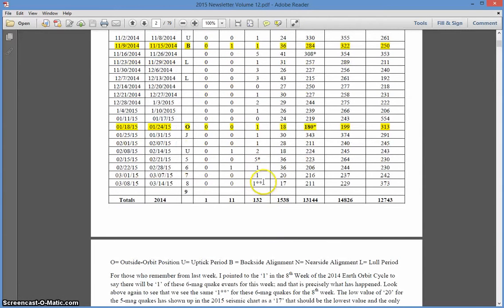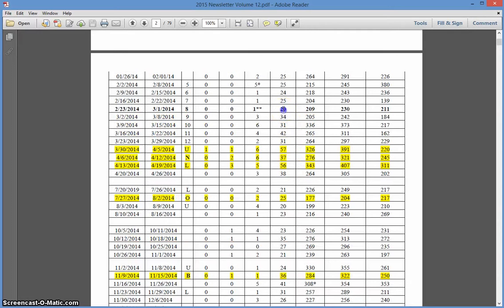So what did we get this week? Guess what? Surprise, surprise, we got another 1 here. Look right beside it and you see the 17 for the 5 magnitude earthquakes. Look what happened last year with this 20. This was the lowest number. Look at the values that follow for the next 2 months. 34, 31, 42, 31, 57, 30.